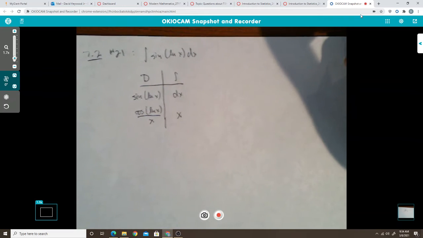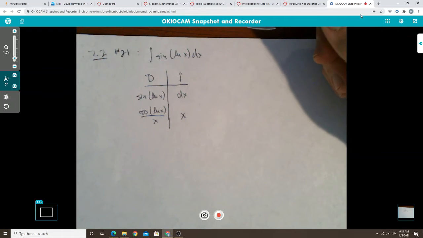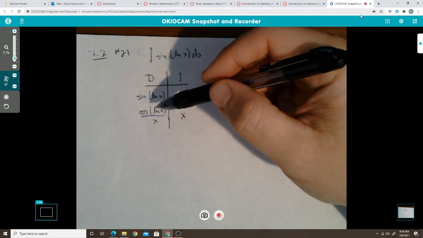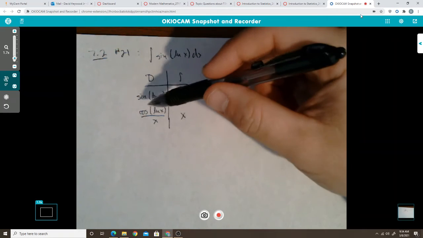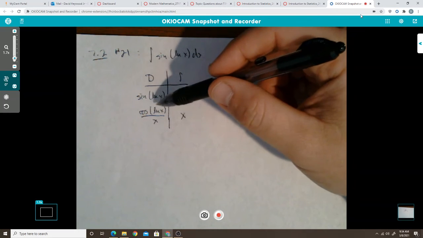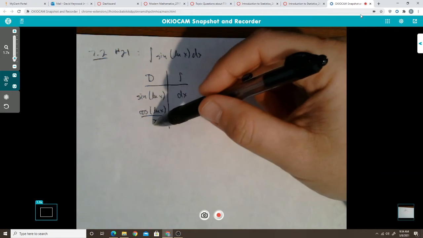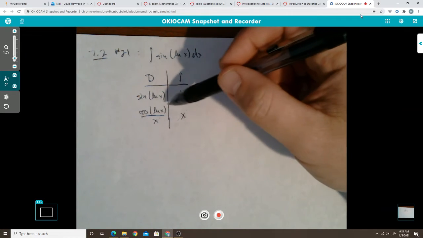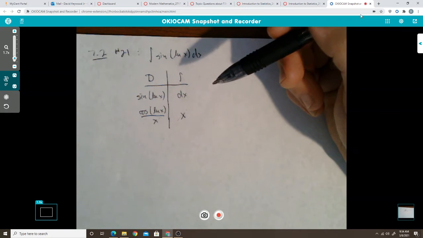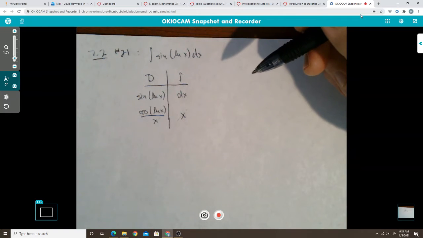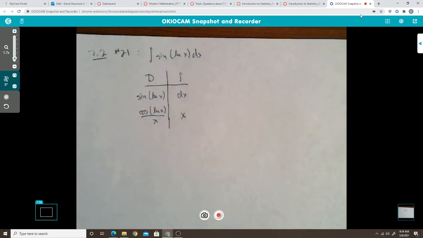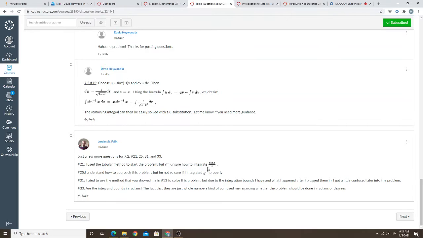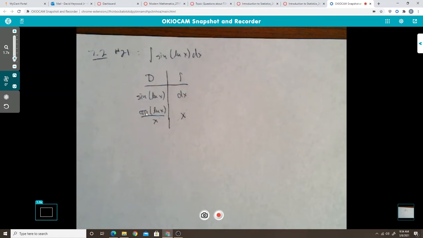So notice now, what you're going to end up integrating is not cosine of x divided by x. It's actually cosine of ln of x divided by x times x. And so this x and that x will cancel, and you'll just be integrating cosine of ln of x. Now, that's different than what you had here, cosine of x over x. This is not what you're going to integrate. What you're going to integrate is cosine of ln of x.